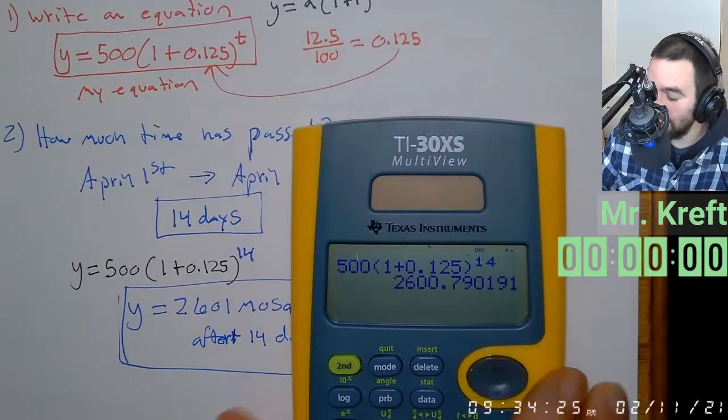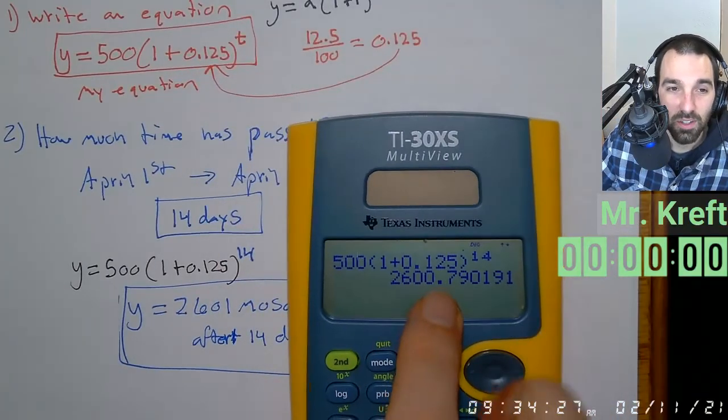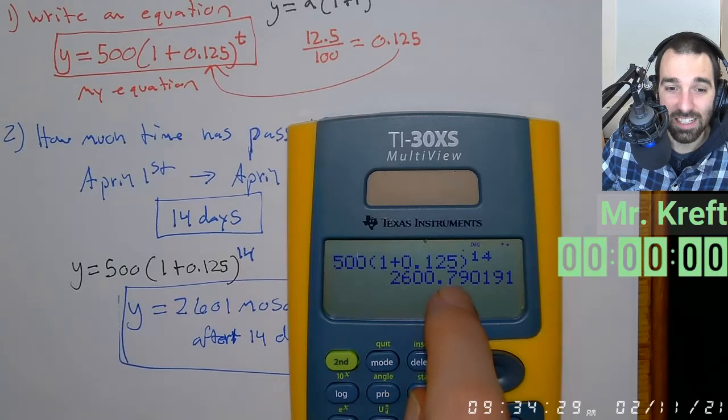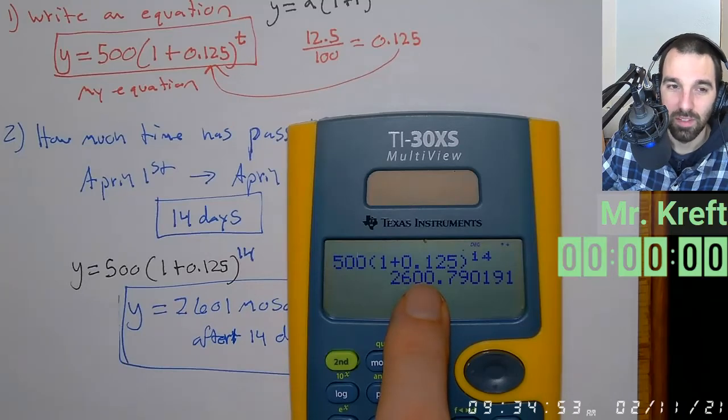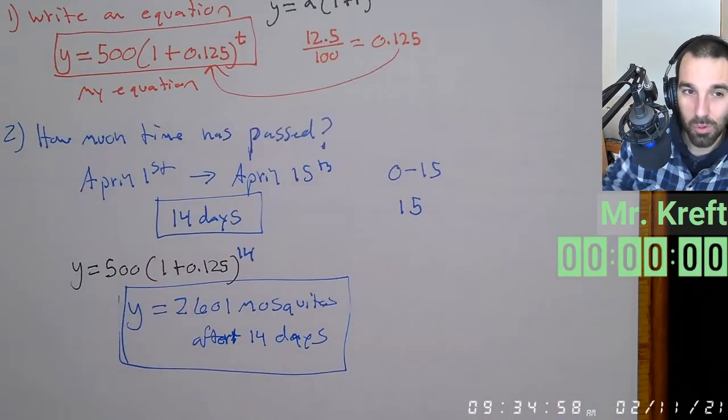So if we're looking at this, I have 0.79. Is that closer to a full mosquito or no mosquito? 0.79 is closer to a full mosquito. And our rule there, if it's 5 or higher, we round up. So this is higher than 5, so we're going to round up to the nearest mosquito. That's why I rounded up. No, that was a good question.